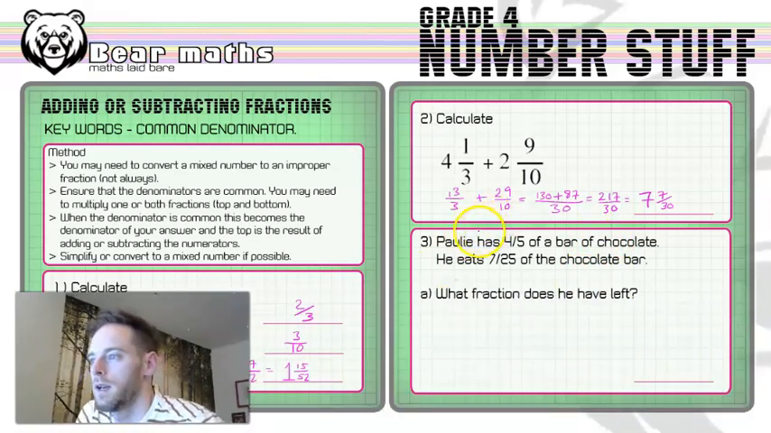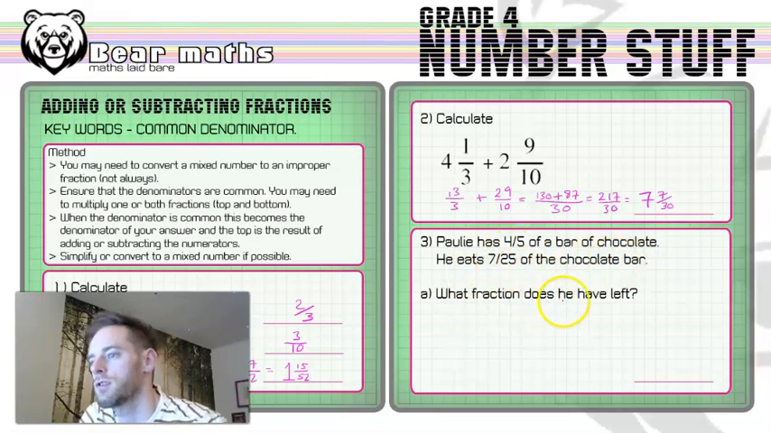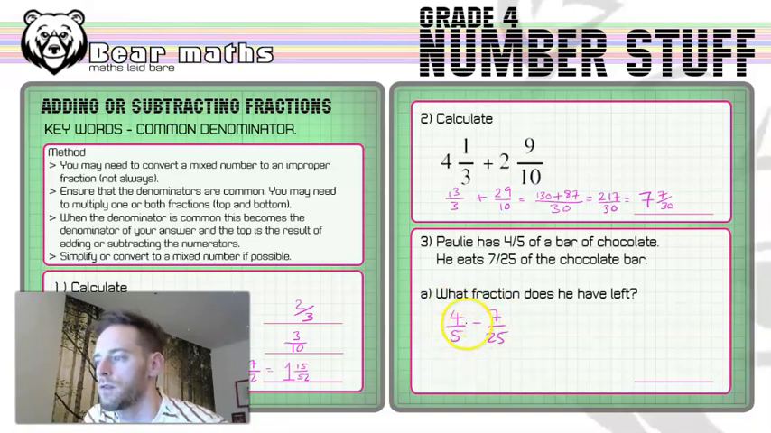Paulie has got 4/5 of a chocolate bar. Don't know why you'd only have 4/5, but he has. He eats 7/25 of the chocolate bar. What fraction does he have left? So this is the 4/5 of the chocolate bar minus the 7/25 of the chocolate bar that he eats. And yeah, let's see what fraction of that chocolate bar that he had at the beginning he's got left.